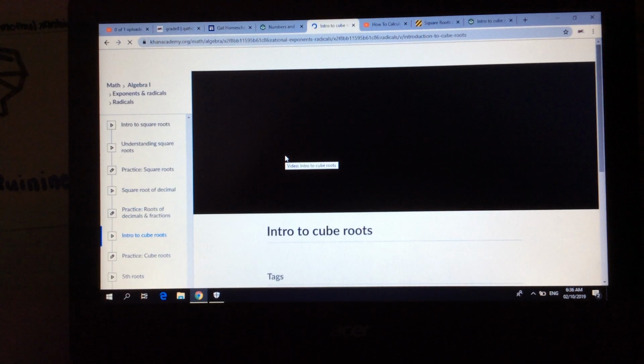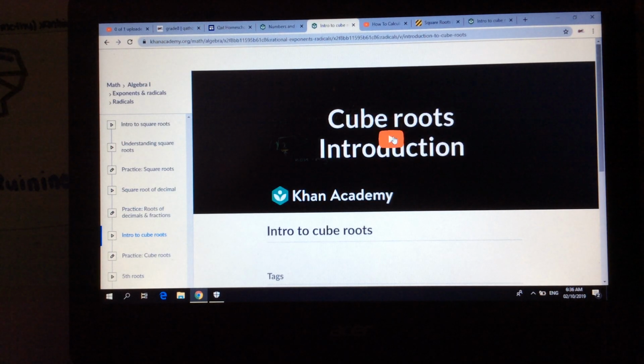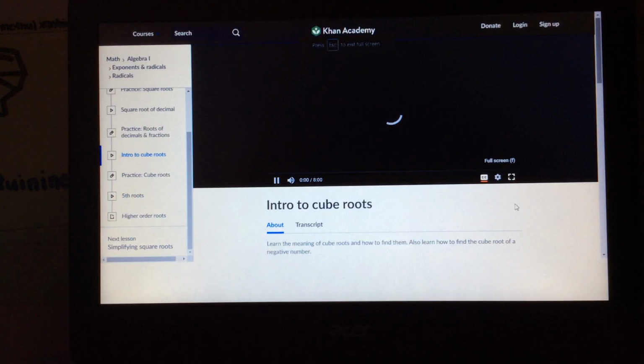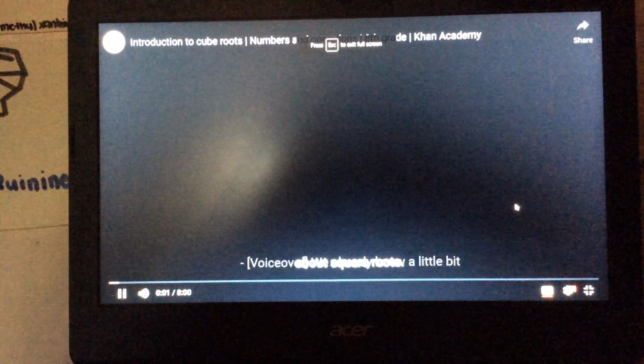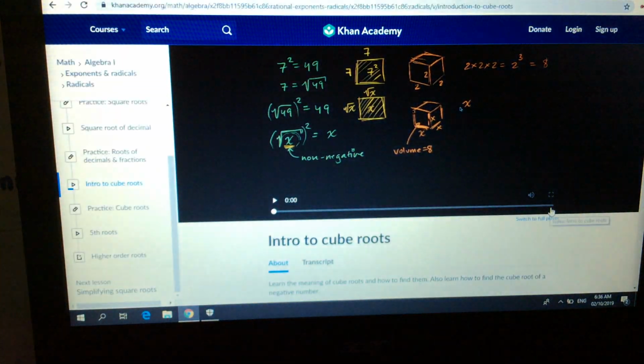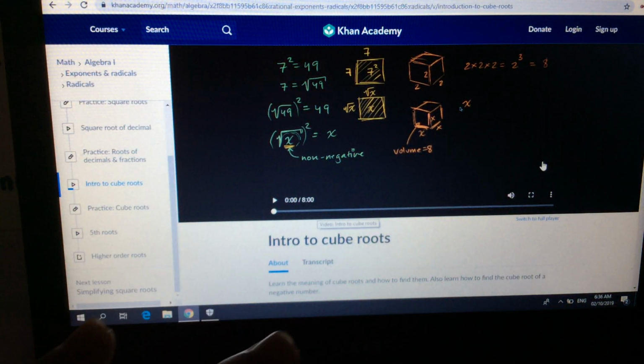This is all about cube roots. We already know a little bit about square roots. For example, if I were to tell you that 7 squared is equal to 49, that's equal.